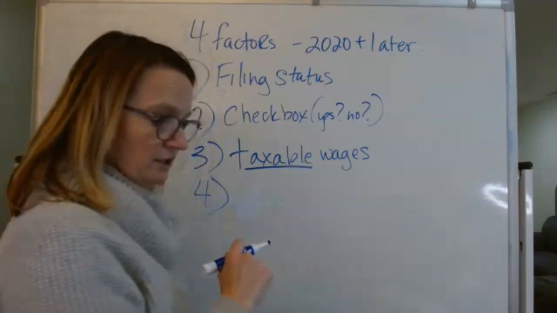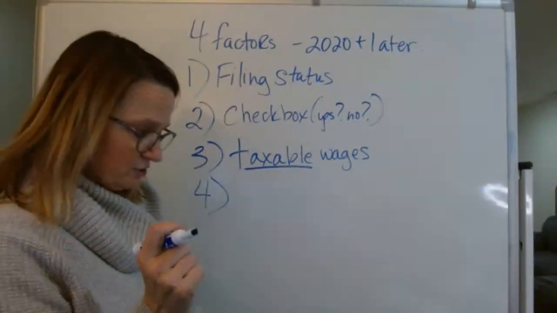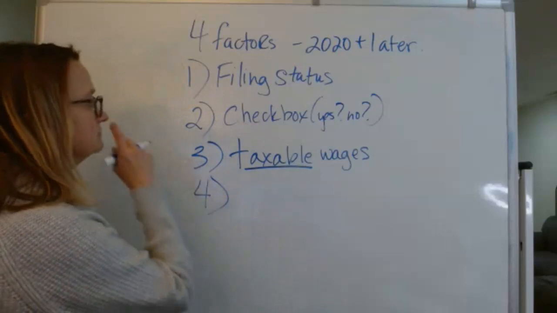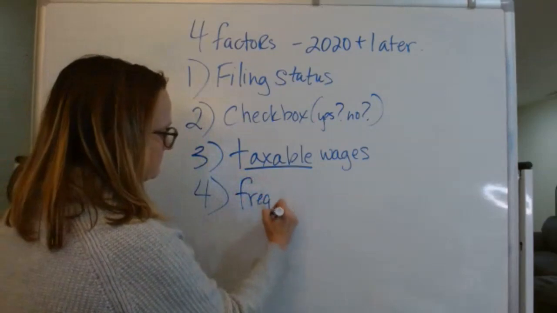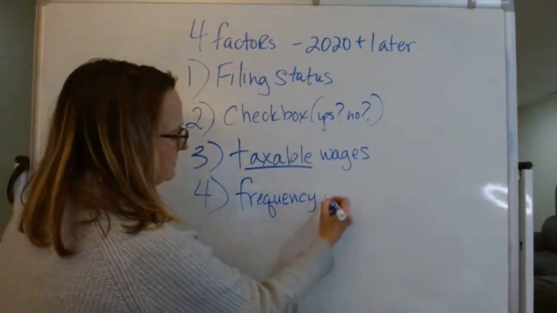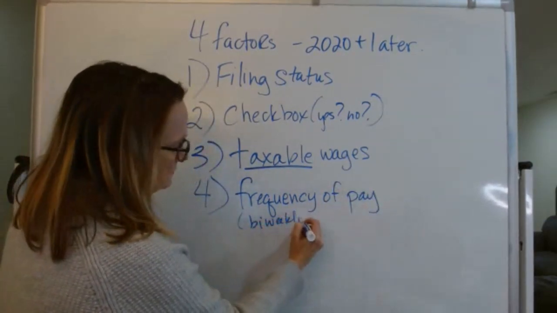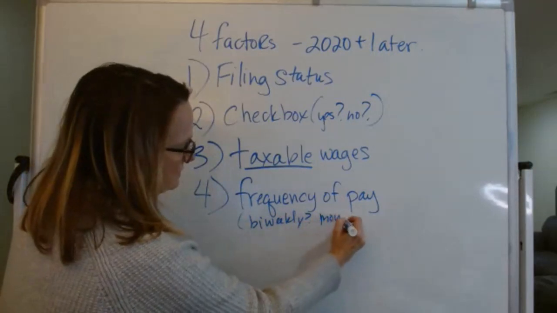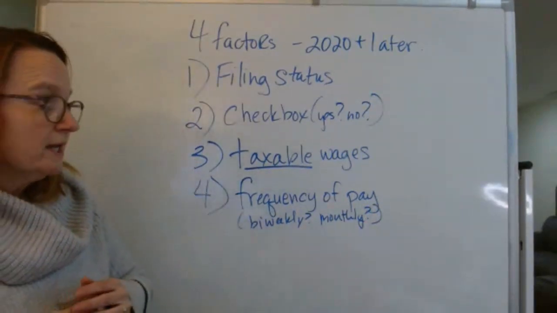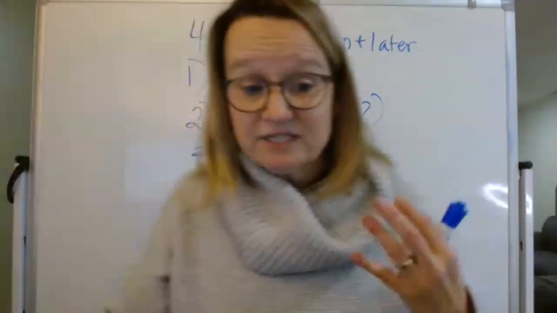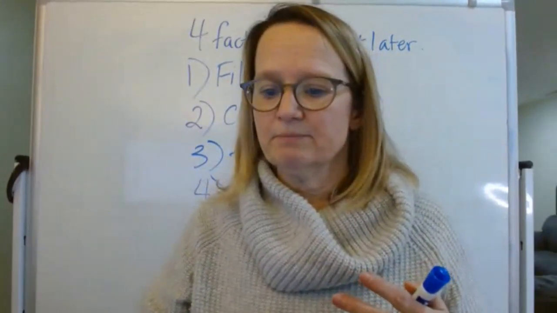And then I lost my train of thought. The fourth item that we need to know, oh my gosh, my mind just went blank. Filing status, checkbox, taxable wages, oh, frequency of pay. Okay, so biweekly, monthly, that stuff. Okay, these are the four major factors that we need to know in order to calculate withholding. The W-4 here gives us a couple of those factors. Now, you'll see there are some, oh, let me get it back up again here for you.